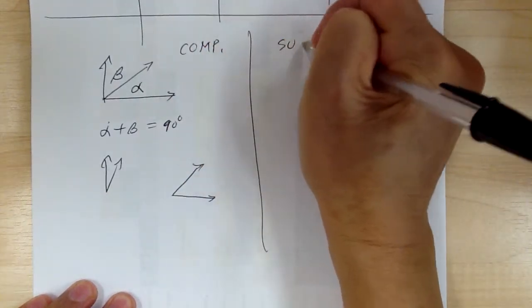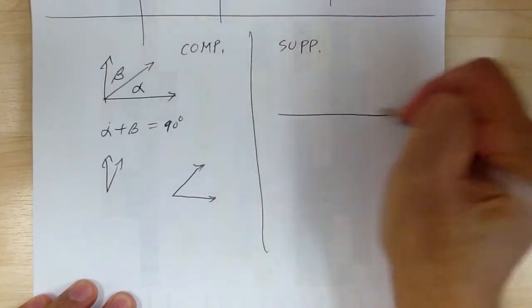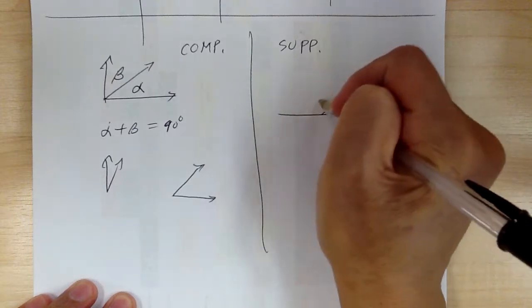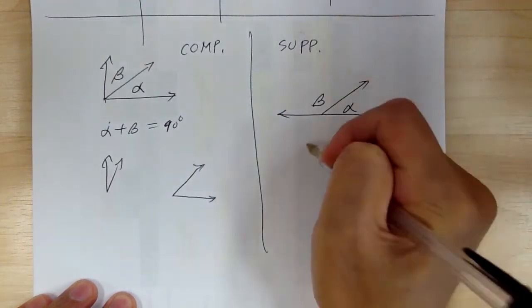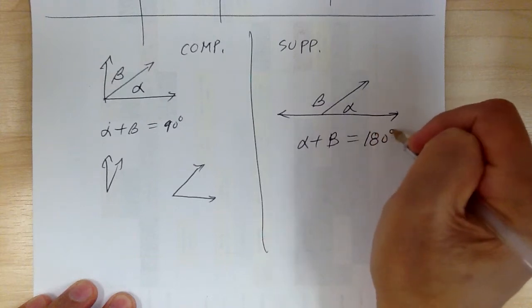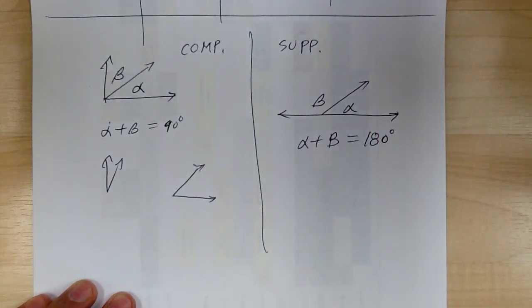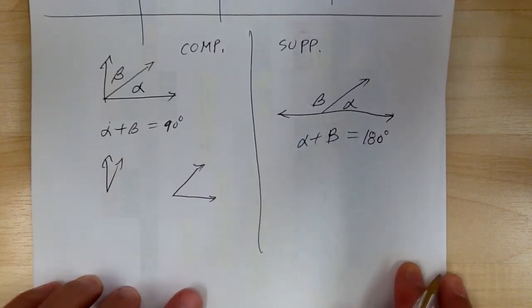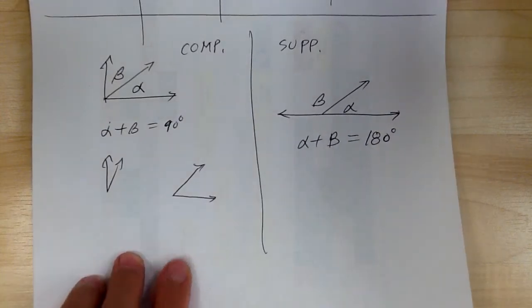The next one is supplementary. Okay, that is when you have 2 angles, so you have alpha plus beta equal to 180 degrees. So again, all these are very basic stuff from your geometry. You should know this. Okay, now let's look at the next 2 terms on bottom of page 4.